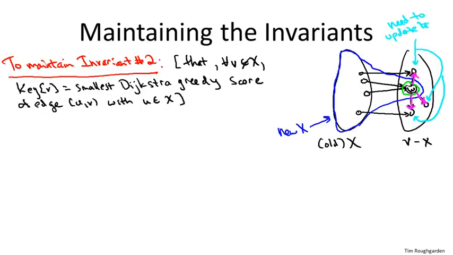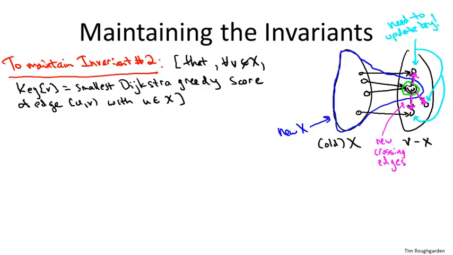So we need to update those keys to maintain invariant number two. Now, that's the hard part. Here's what we have going for us. We've damaged the keys perhaps by changing the frontier, but the damage is local. We can understand exactly whose keys might have dropped.